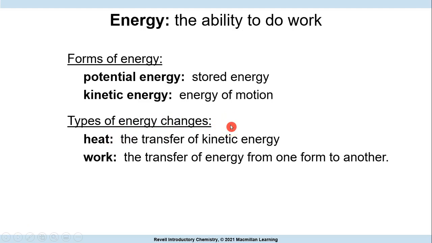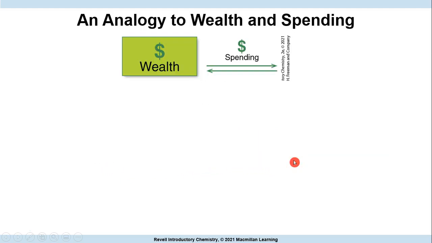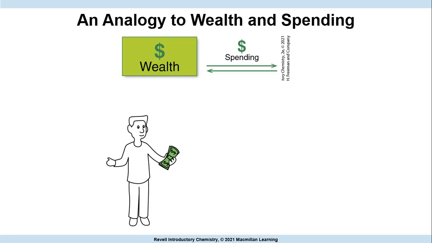So let's look at the types of energy changes. We are going to be seeing that energy can change either in the form of heat, which is the transfer of kinetic energy, or in the form of work, which is the transfer of energy from one form to another. Now we are going to use an analogy here to heat and work. So the first thing here is that you have wealth and spending. So I'm going to link wealth and spending to energy, heat, and work.